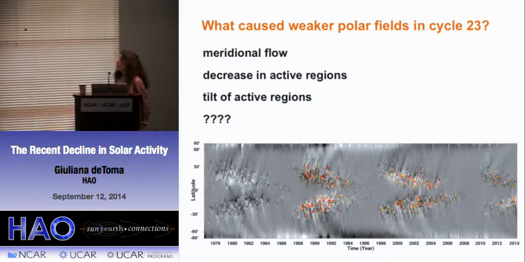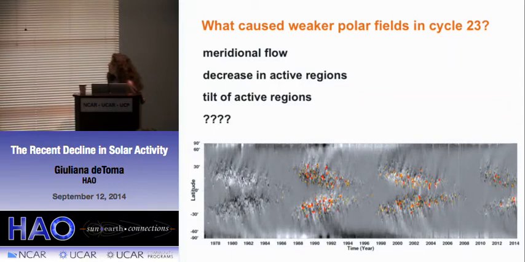So the decrease in the active regions is likely the main reason why polar fields tended to be weak during the cycle, because we've seen a decrease in activity. We also think that the tilt of active regions actually played a role. Here I'm showing, again, a butterfly diagram with magnetic data from Kitt Peak, as in most of the previous plots. And I overplotted here the location of the very large spot groups.